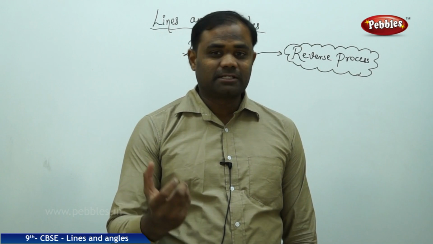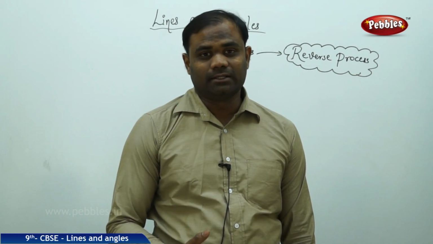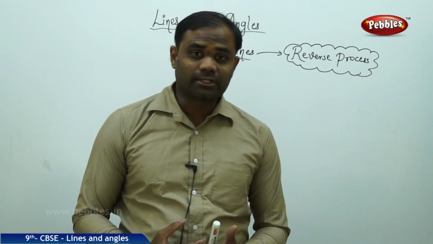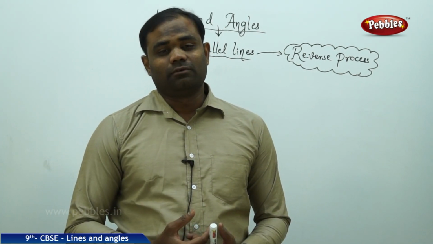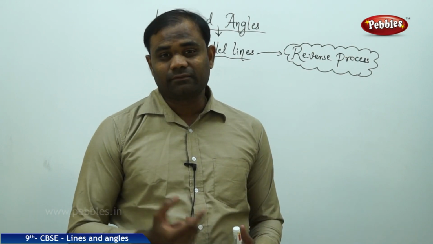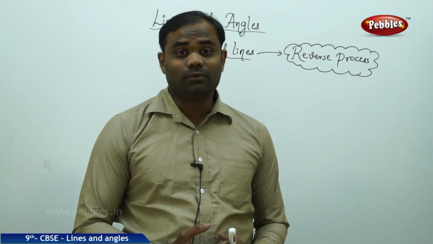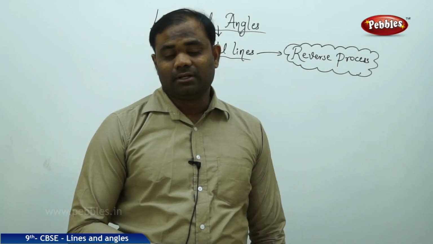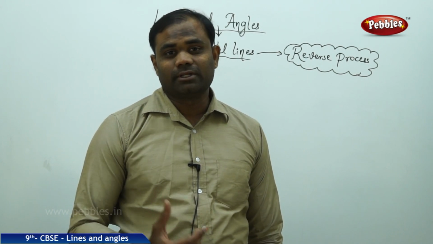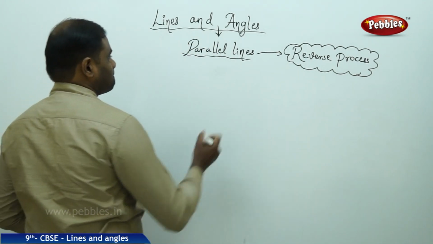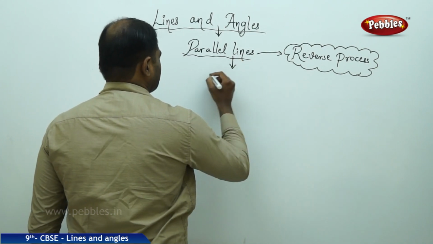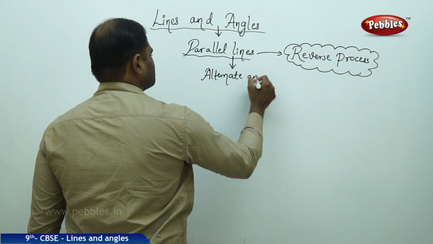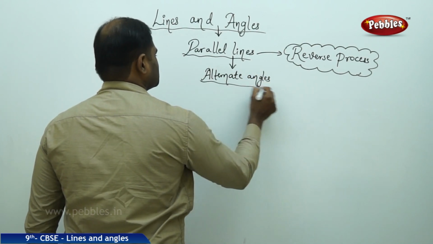Now let's see the reverse process connecting the alternate angles. As we know that when two lines L1 and L2 are parallel, their alternate angles are equal. Therefore, now let's investigate: if the alternate angles are equal, will the lines be parallel? Reverse process of parallel lines, reverse process connected with alternate angles.